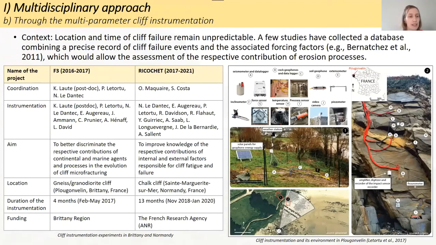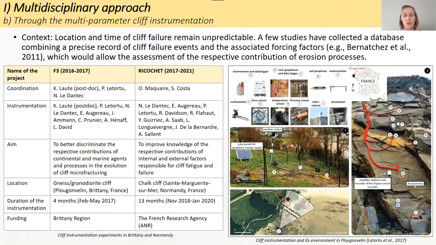I also practice a multidisciplinary approach through cliff instrumentation. The location and time of cliff failure remain unpredictable due to an incomplete understanding of cliff fatigue and cliff failure mechanisms. The cliff failure results from the interaction of both internal factors, rock strength and structure, and external factors.